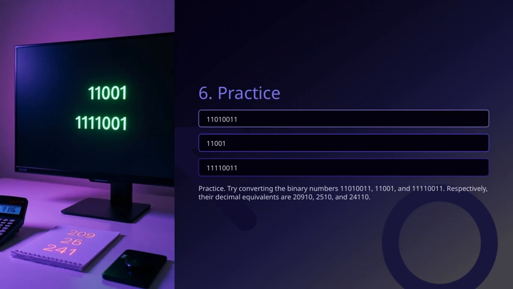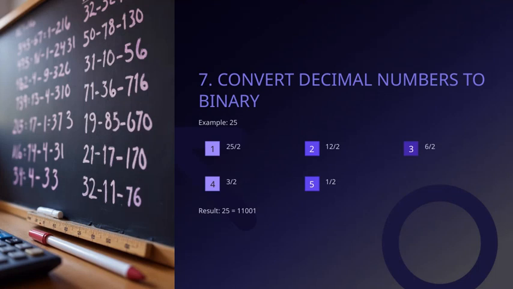So, take your time to practice, and don't worry. This step is crucial for building a solid foundation in digital data representation. All right, let's walk through how to convert a decimal number, like 25, into binary. The key idea here is to repeatedly divide the number by 2 and keep track of the remainders.